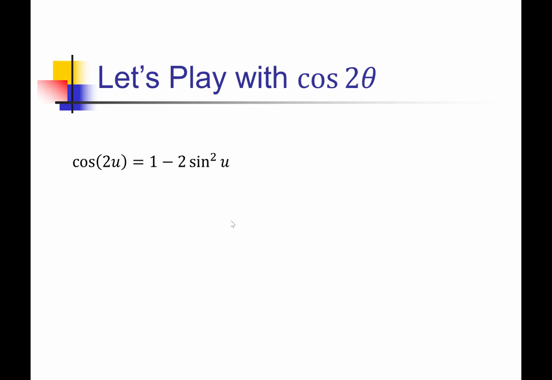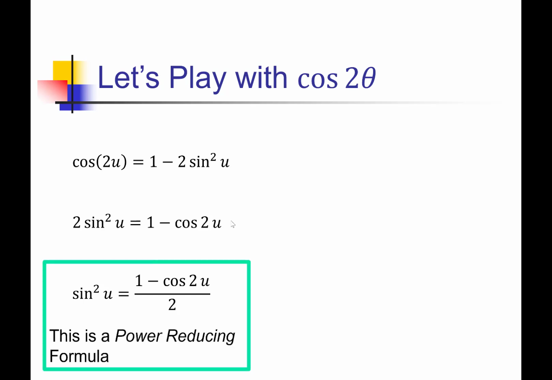If I add 2 sine squared u to both sides, and I subtract cosine 2u from both sides, I end up with 2 sine squared u equals 1 minus cosine 2u. Divide both sides by 2 to get sine squared u by itself, and I have sine squared u equals 1 minus cosine 2u over 2. This is actually our power reducing formula for sine squared. Anytime we have a sine squared of something and we need to turn it into a lower power, we can use this formula to turn a sine squared into a cosine.